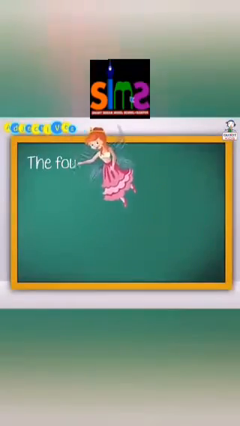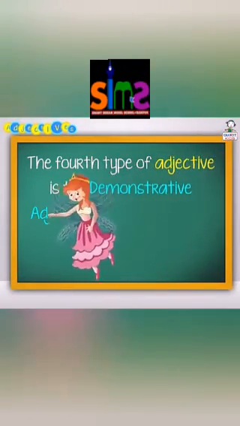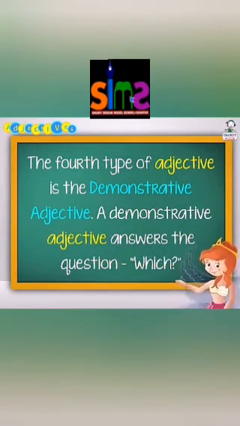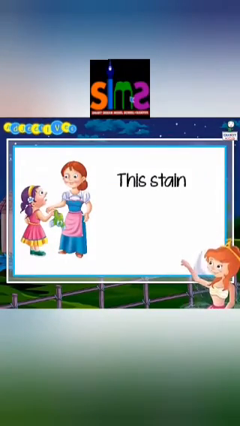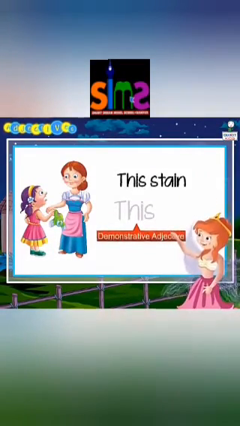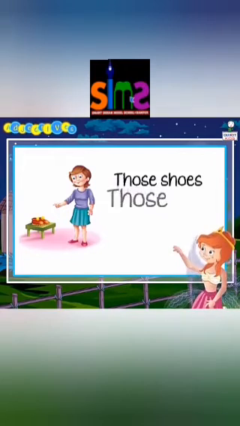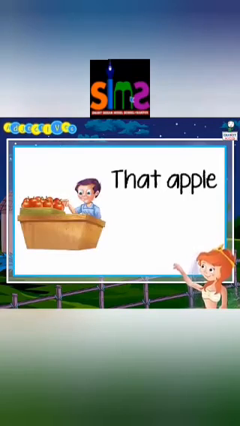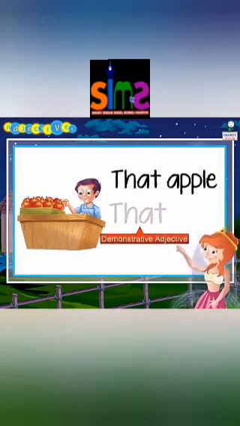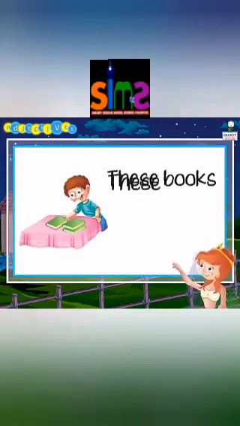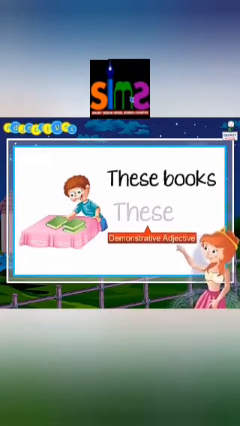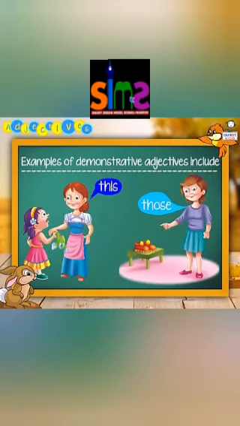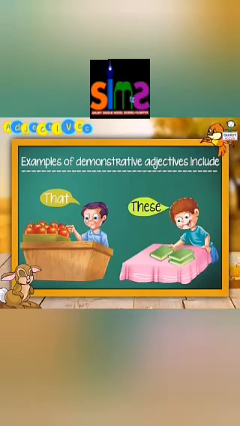Welcome friends! The fourth type of adjective is the demonstrative adjective. A demonstrative adjective answers the question, which? This stain. This is demonstrative adjective. Those shoes. Those is demonstrative adjective. That apple. That is demonstrative adjective. These books. These is demonstrative adjective. Examples of demonstrative adjectives include this, those, that, and these.